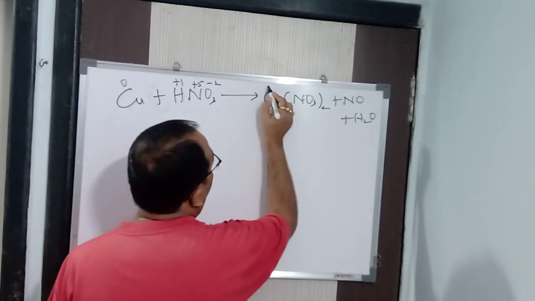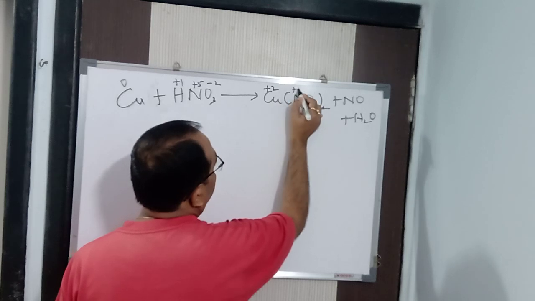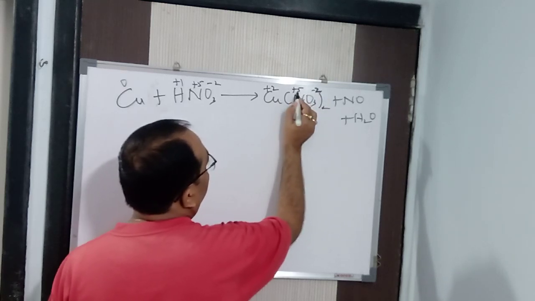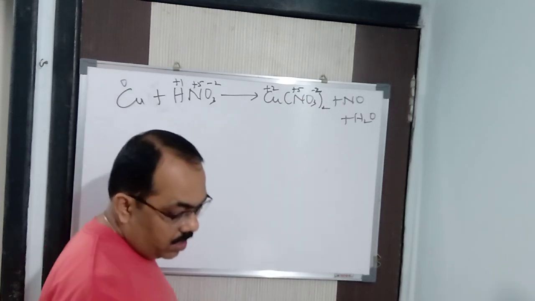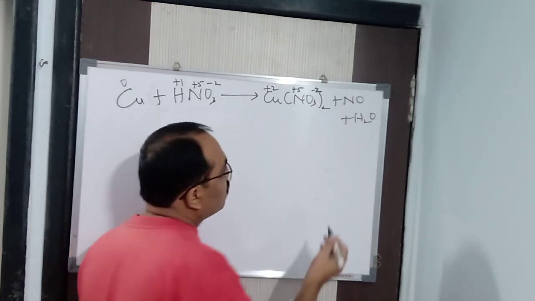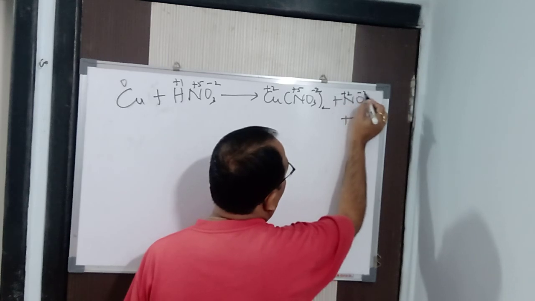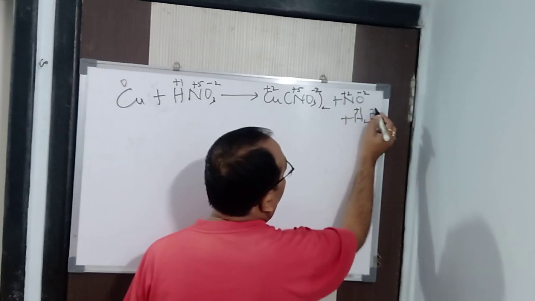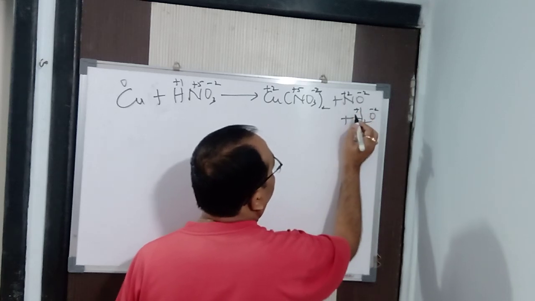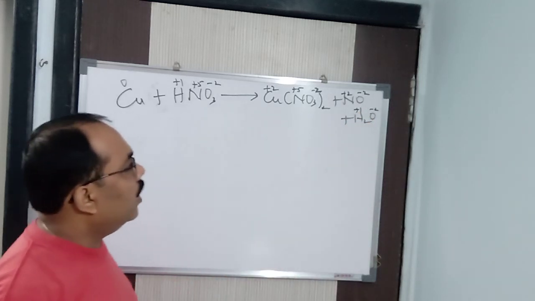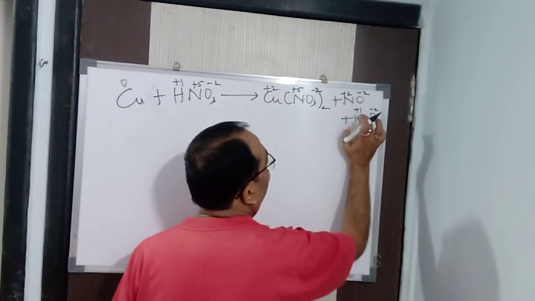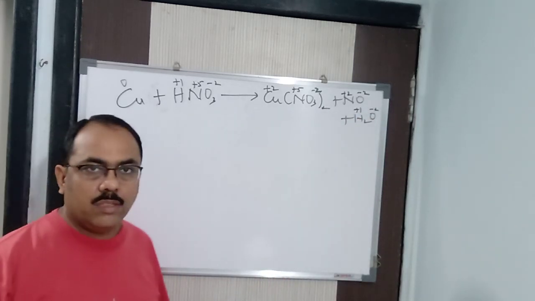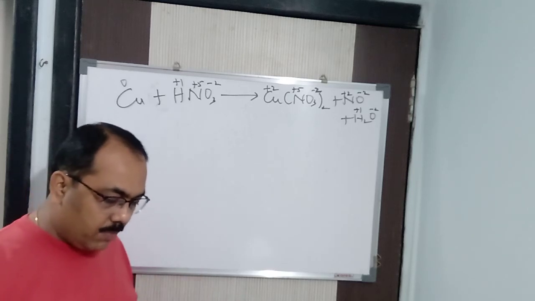So here copper is plus 2, nitrogen is plus 5, oxygen is minus 2. In case of nitric oxide it is neutral, so nitrogen is plus 2, oxygen minus 2. In water, hydrogen is plus 1, oxygen minus 2. So in this way I found the oxidation number of all the elements. First step is over.